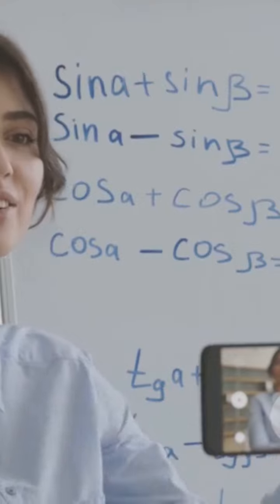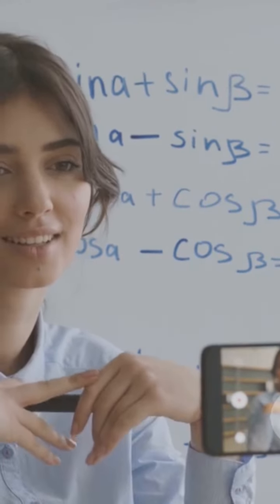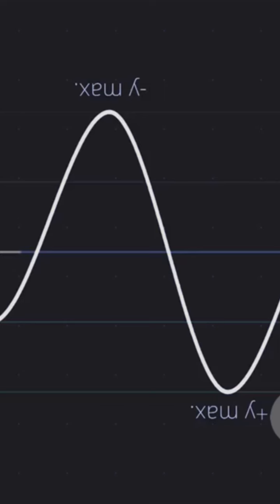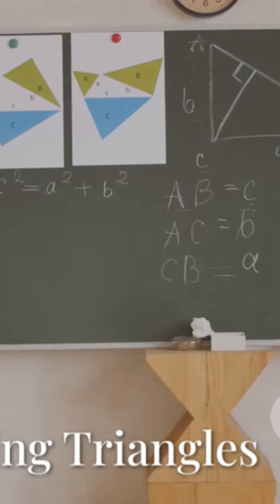We are going to focus on the three most important tools: sine, cosine, and tangent. These are the building blocks of trigonometry. Let's learn how they work. By the end of this, you'll see how these functions can simplify complex problems and make sense of the world around you.